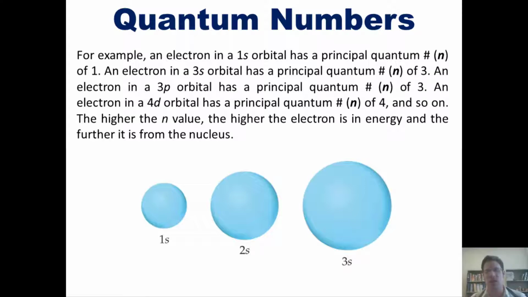The higher the n value, the higher the electron is in energy, and the further away it is from the nucleus. You can see in this picture that the only difference between a 1s, a 2s, and a 3s orbital, and by extension a 4s, 5s, 6s, and so forth, is their size. All of them are spherically shaped.